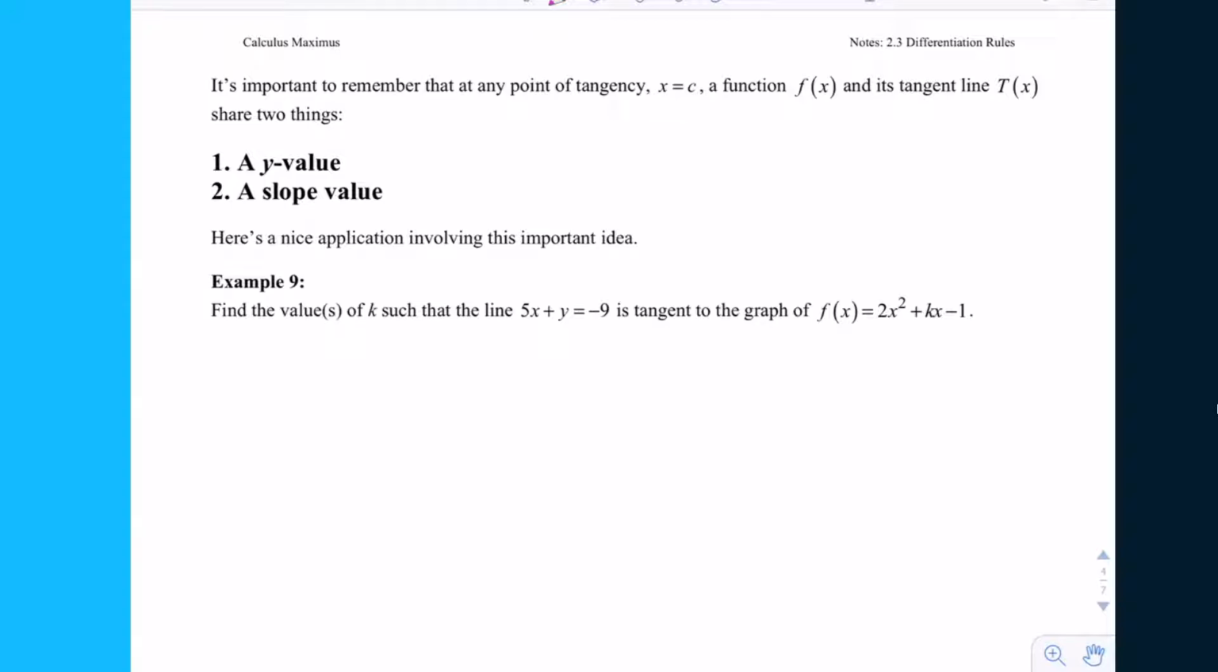And again, that's kind of the nice thing about being differentiable, locally linear. If you zoomed in around a single point, you would begin to look like the tangent line itself. So here's a nice application that requires that type of knowledge.